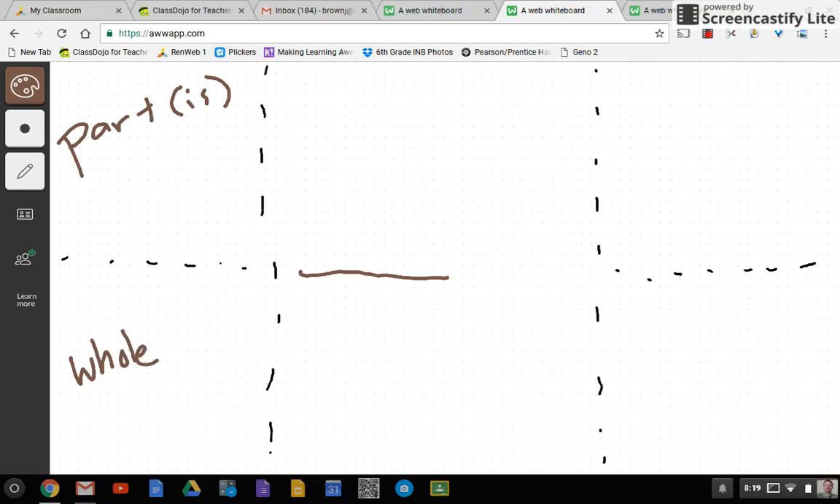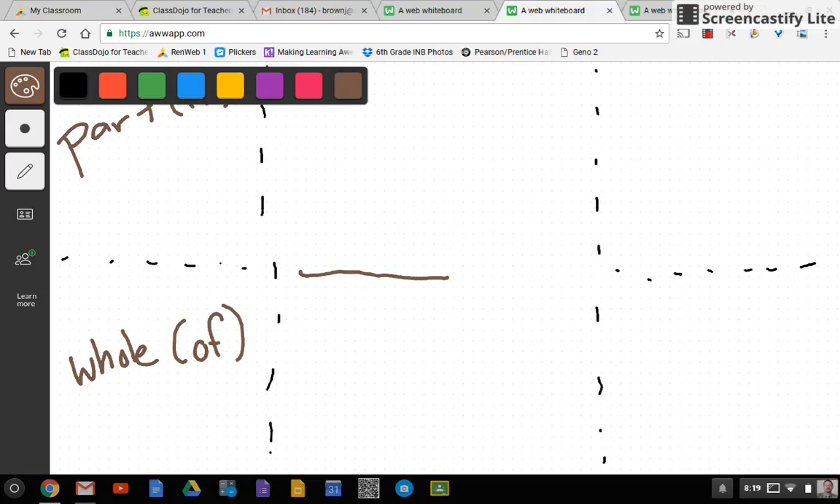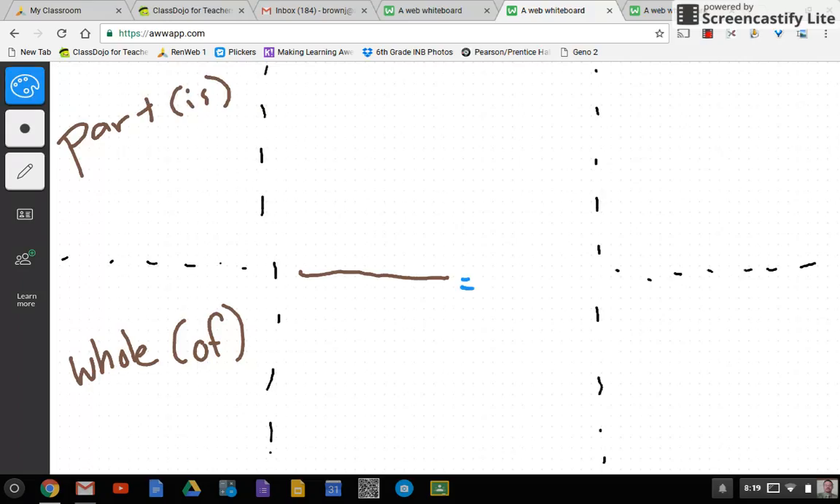Now the other side of this is labeled whole, but I'm going to put the word "of" right here on the inside, because that is usually a word that you're going to find in a word problem with percent proportions. It'll be the part is the whole of. On the other side of the proportion, on the top, you're going to have the percent that you're looking for or something like that. And then that is always going to be on the bottom 100, because 100% is the whole thing.